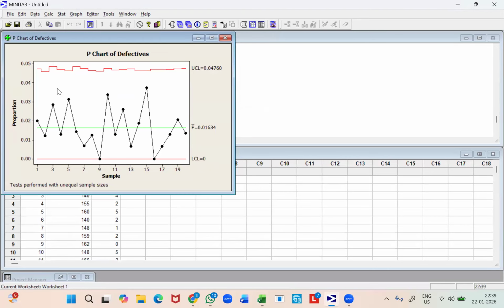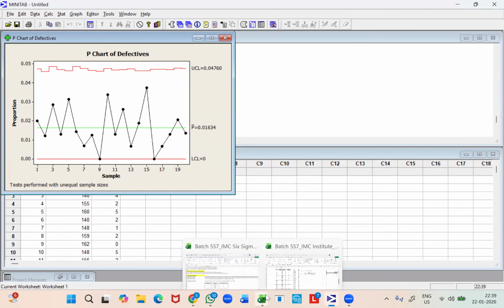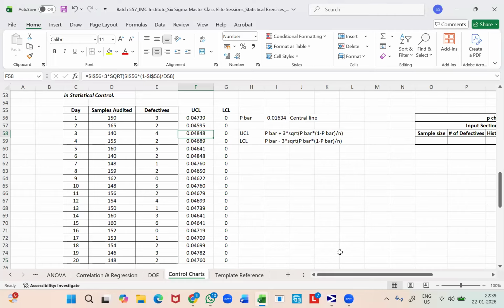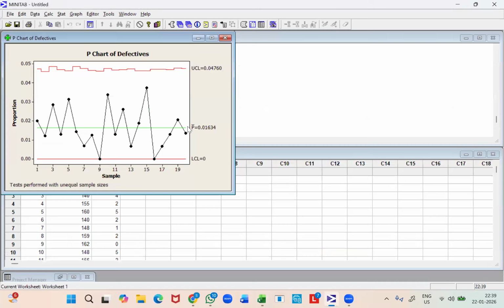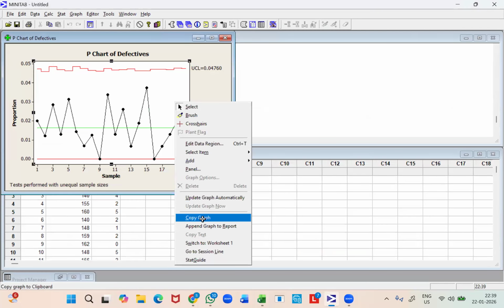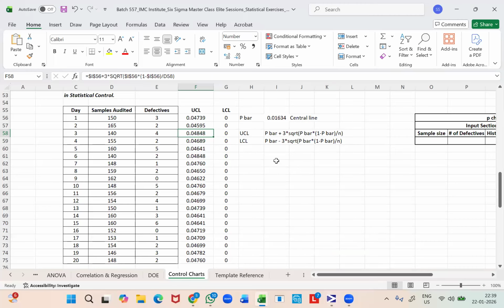So if you want to know the UCL value for a particular day, say for example, the 3rd day, you need to keep the cursor on top of this broken bar coinciding with the day number 3. So you'll find the UCL value here is 0.04848. So on the 3rd day, we have the UCL value 0.04848. Fine. So let me just copy paste this graph and provide the inference.